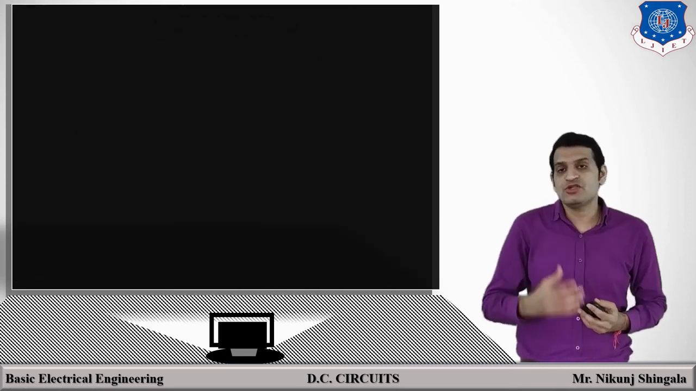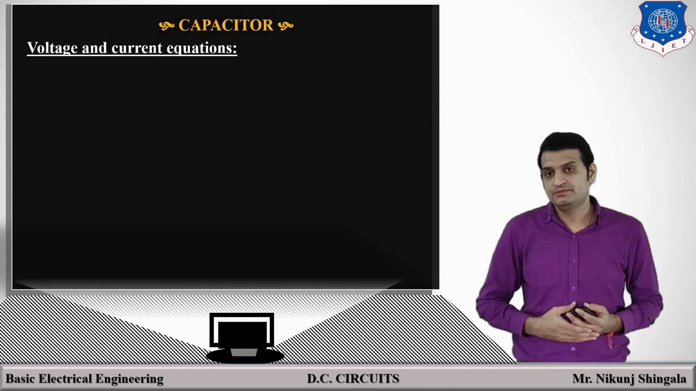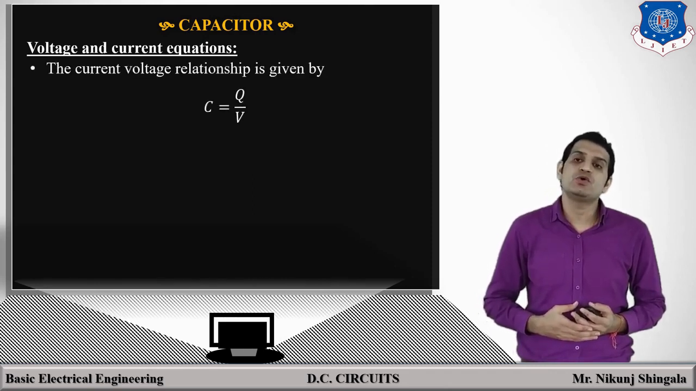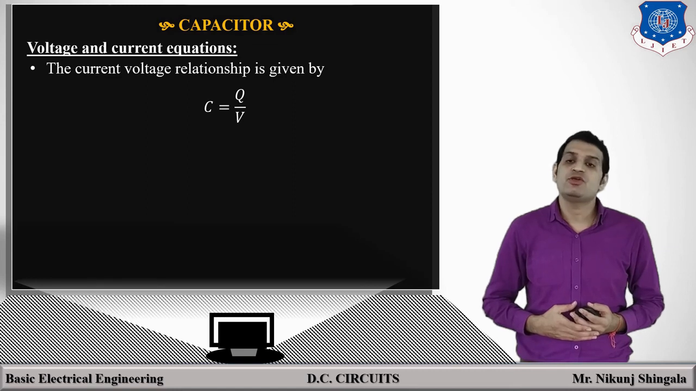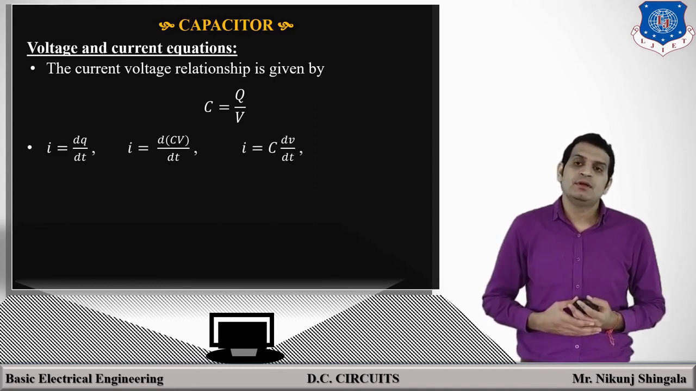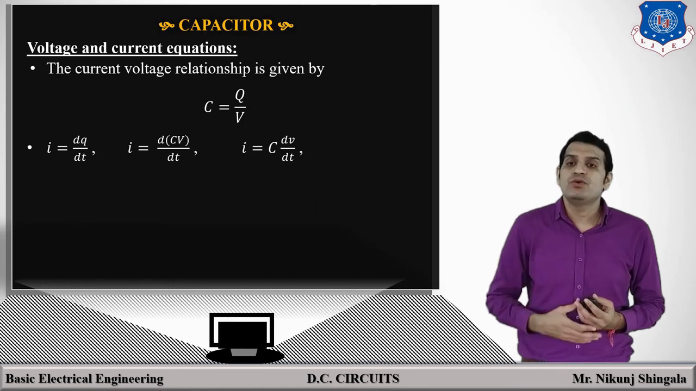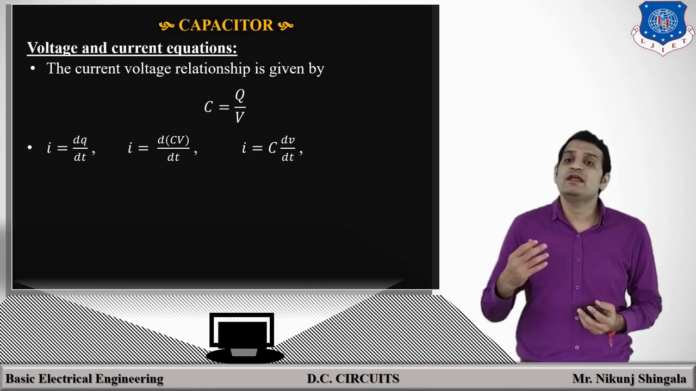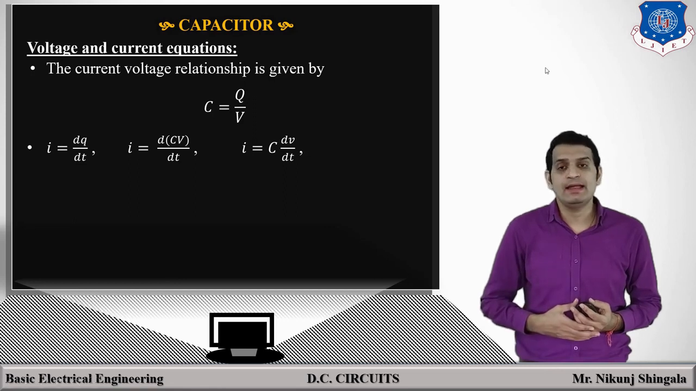Now, the voltage current equation in the case of a capacitor. The relationship is given by C is equal to Q by V, where Q is the charge and V is the voltage. So we can write i is equal to dq by dt. Putting the value of Q, we can write i is equal to d by dt of Cv. So we can write i is equal to C dV by dt.